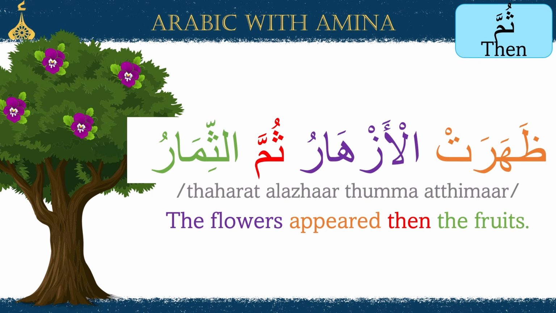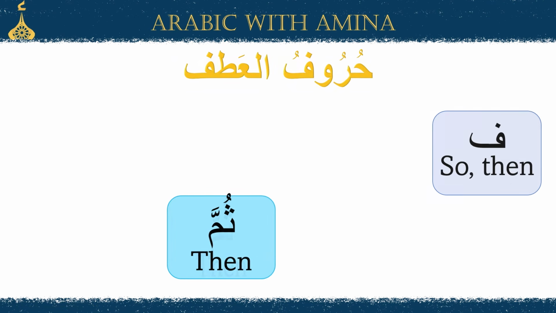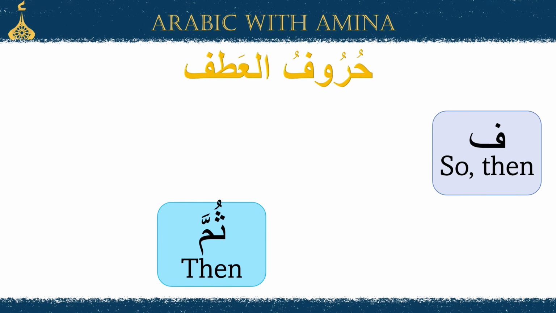But the difference between the letter fa and ثم is that the sequence for ثم is a long period of time. So the time for a tree to blossom and then later on develop fruit is not minutes or hours. It's something that takes weeks to months. And that is what distinguishes these two conjunctions.